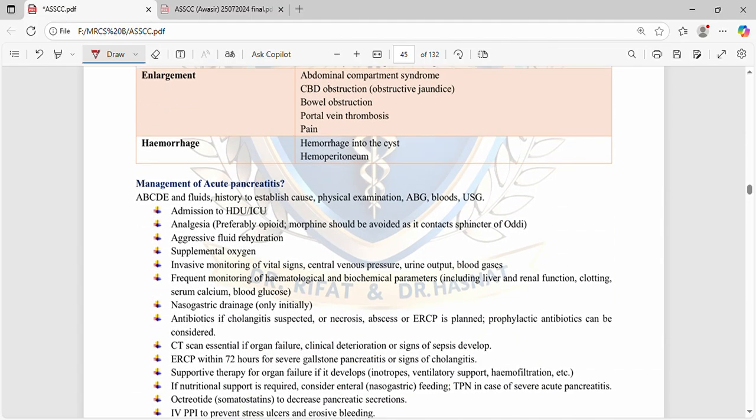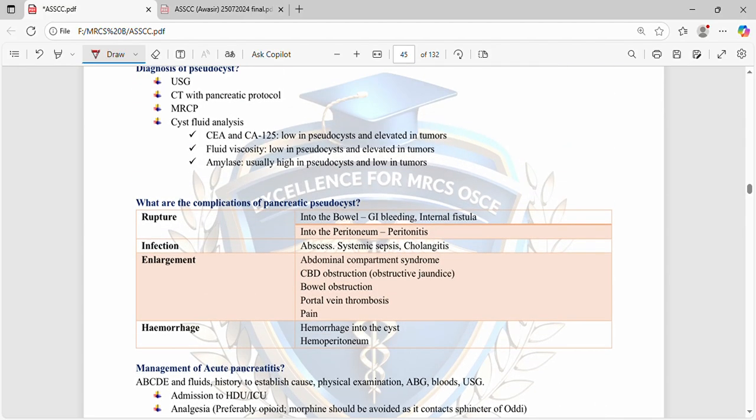So management of acute pancreatitis. Before going into the management of acute pancreatitis, let's discuss a bit the management of pseudopancreatic cyst. Normally it heals conservatively. You can leave it, but if it's causing symptoms, then you have to do something about it. If it's infected, drain it outside. If it's non-infected, you can drain it inside.